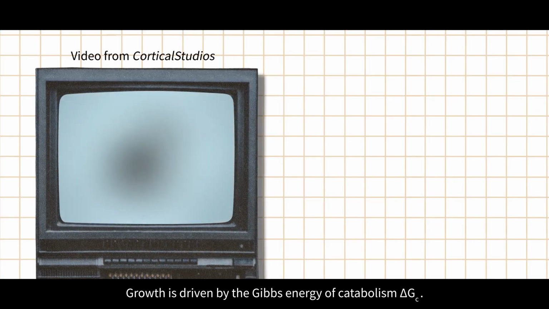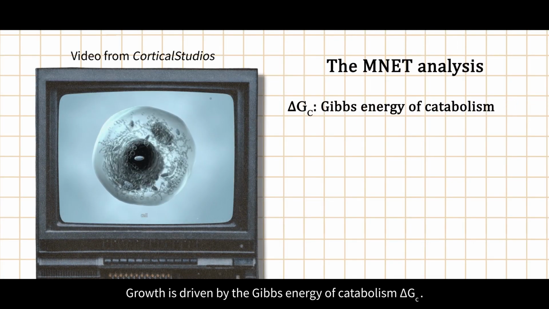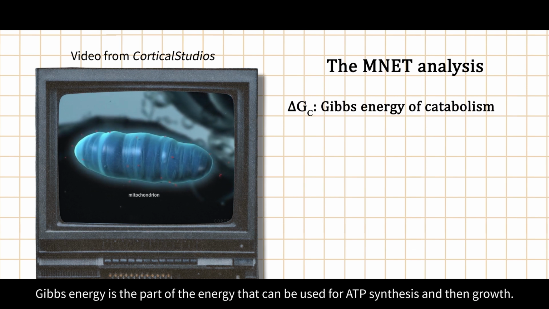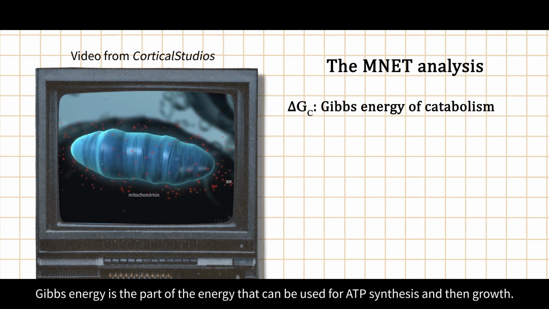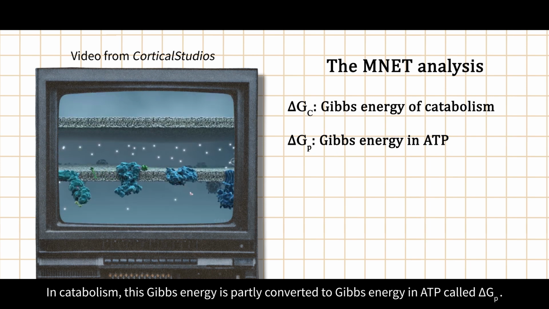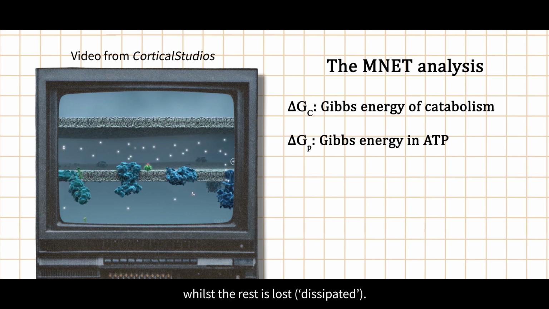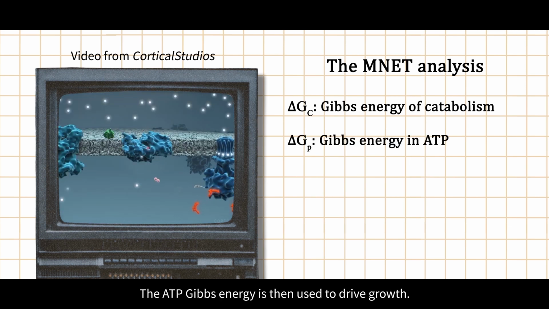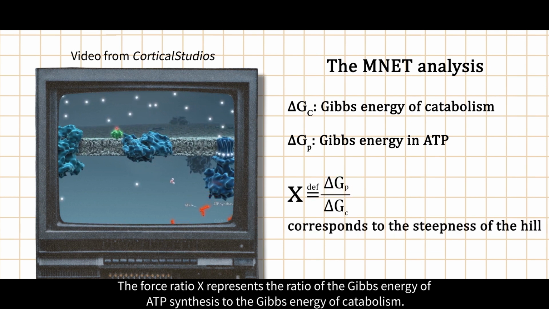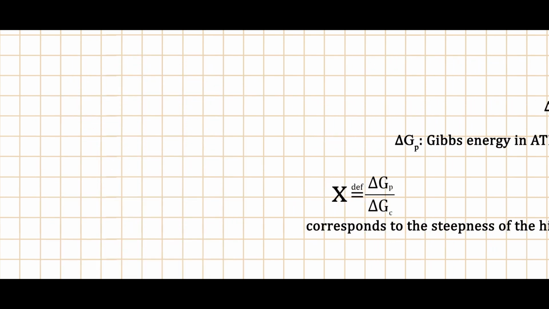Growth is driven by the Gibbs energy of catabolism, delta GC. Gibbs energy is the part of the energy that can be used for ADP synthesis and then growth. In catabolism, this Gibbs energy is partly converted to Gibbs energy in ADP, called delta GP, whilst the rest is lost. The ADP Gibbs energy is then used to drive growth. The force ratio X represents the ratio of the Gibbs energy of ADP synthesis to the Gibbs energy of catabolism.